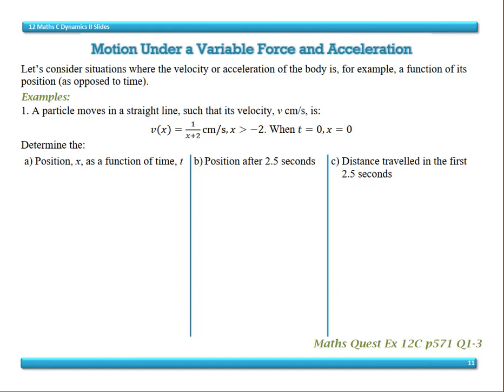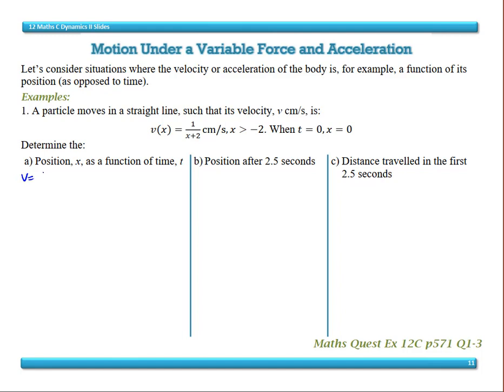So firstly, we're going to consider situations where the velocity or acceleration of the body, for example, is a function of position as opposed to time. Okay, so first, the example we're looking at here: a particle moves in a straight line such that its velocity v centimeters per second is v of x equals 1 over x plus 2 centimeters per second, where x is greater than negative 2, and when t is 0, x is 0. So there are our initial conditions. So part A, determine the position x as a function of time t.